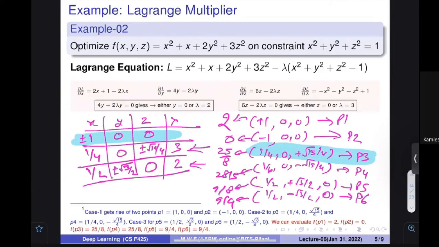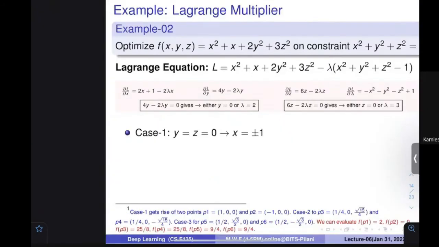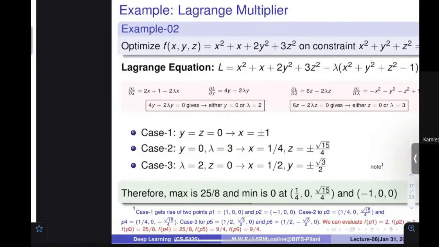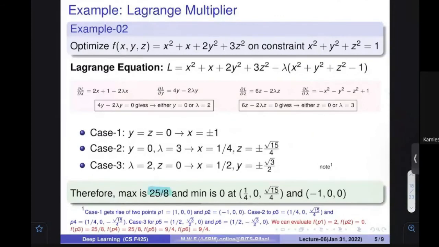All right, so which of them is the minimum? This is the minimum one. Which is the maximum? 25 by 8 is the maximum. So as we have solved, the maximum is 25 by 8 and the minimum is 0. By this you can tell which are the points at which the function is maximum. So this is the method that we have just discussed, called the Lagrange multiplier.